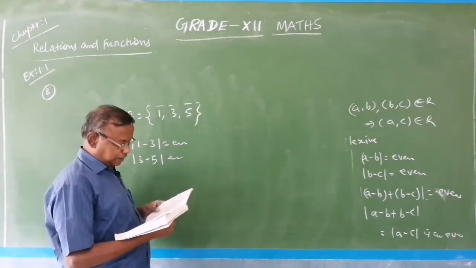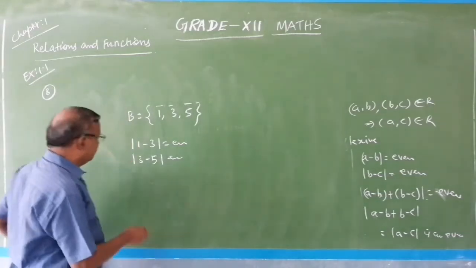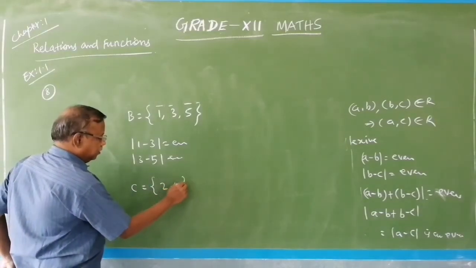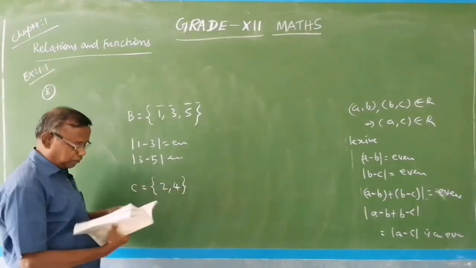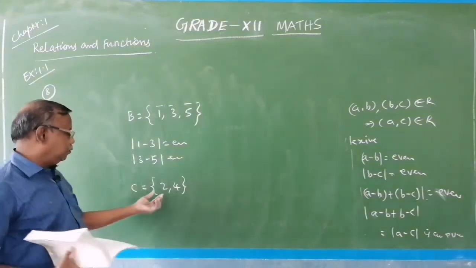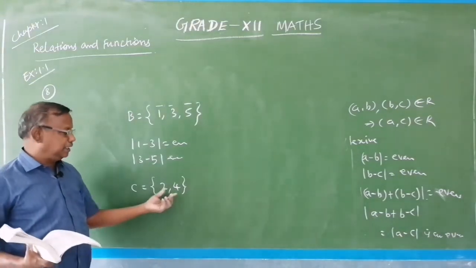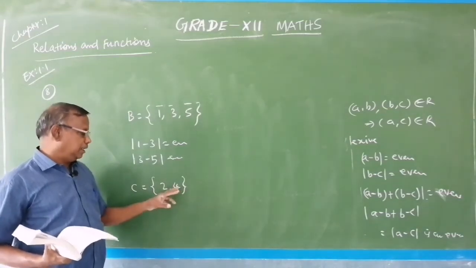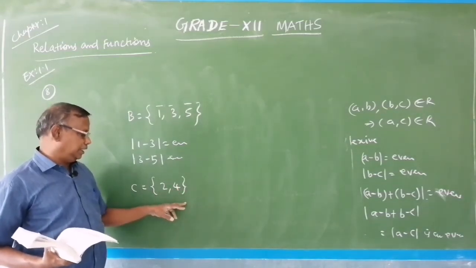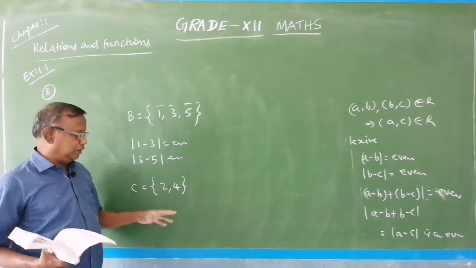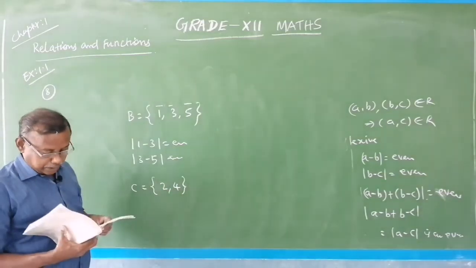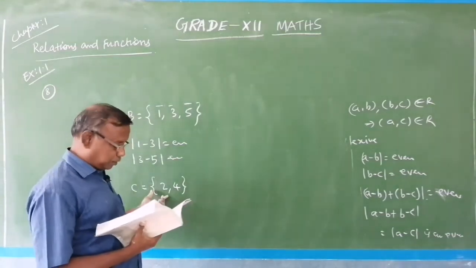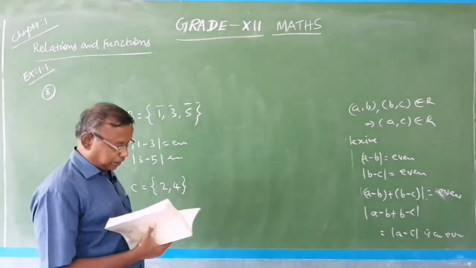And all the elements in {2, 4}: let C denote the set containing the elements 2 and 4. So, the difference 2 minus 2 equals 0, which is even. Modulus of 2 minus 4 equals 2, which is even. Similarly, 4 minus 4 is 0, even. 4 minus 2 is also 2, even. So, in the set {2, 4}, all the elements are also related to each other.